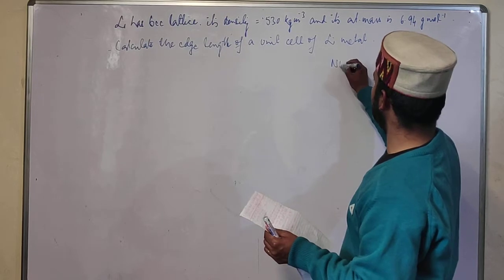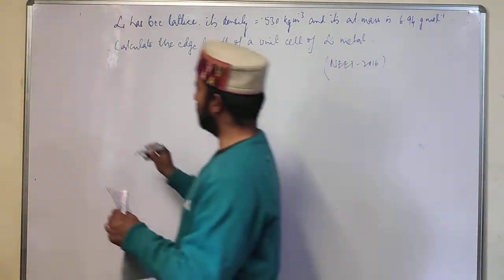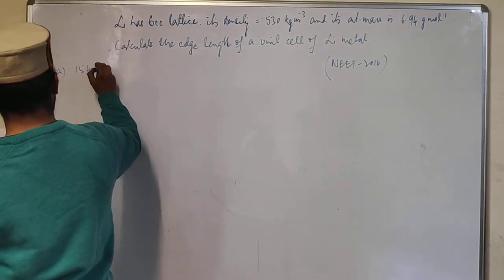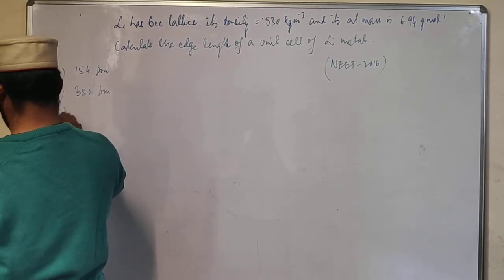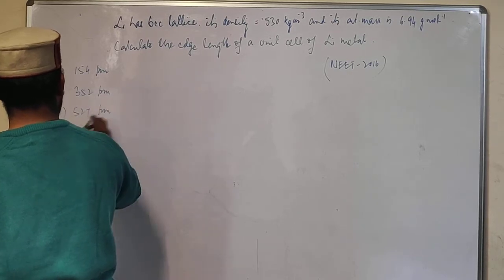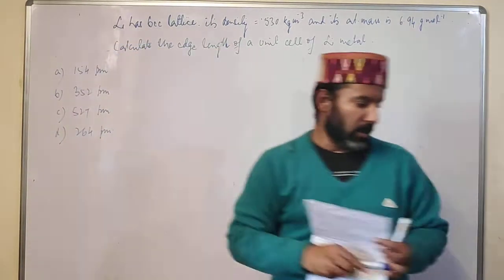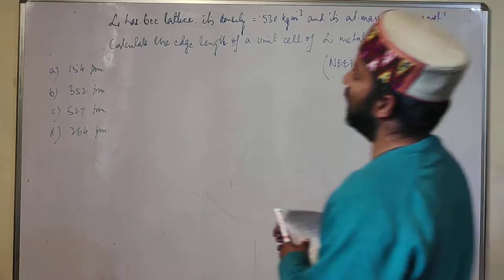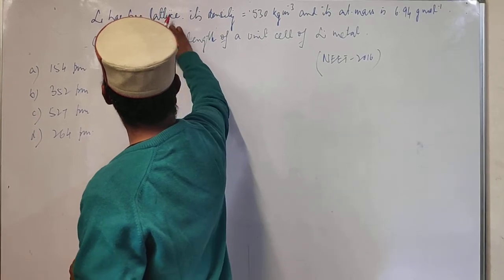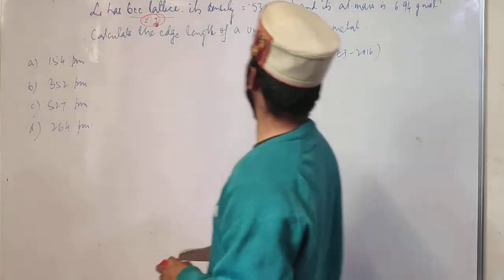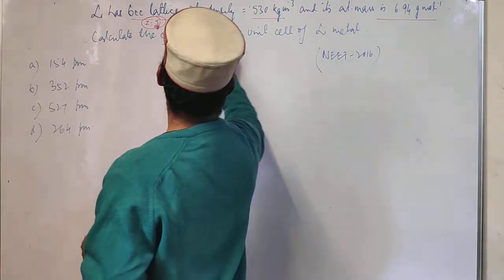Now this question was asked in NEET exam, NEET 2016. Now students, options were given. First option was 154 picometer, second was 352 picometer, third is 527 picometer, and the fourth option is 264 picometer. So students, now see, lithium has BCC, so Z is 2; for BCC the number of atoms per unit cell is 2. Density is given, atomic mass is given. We'll find out edge length, that is A.